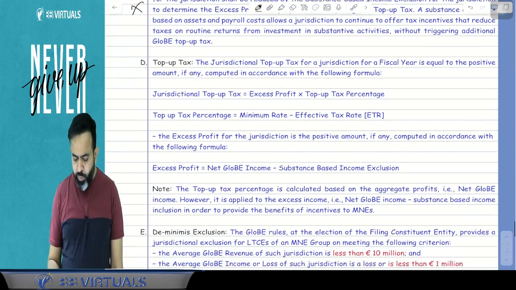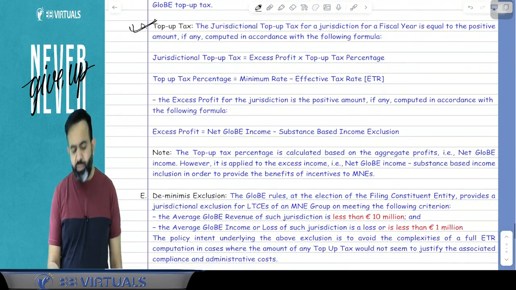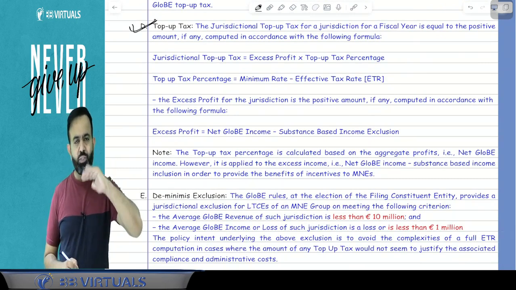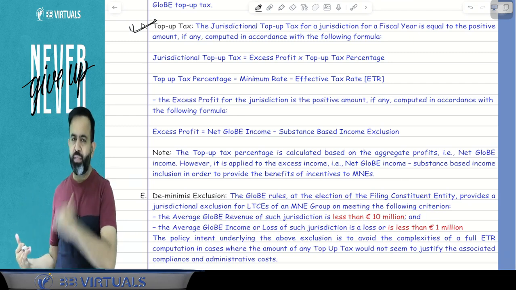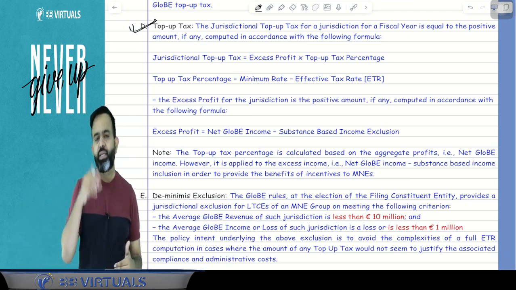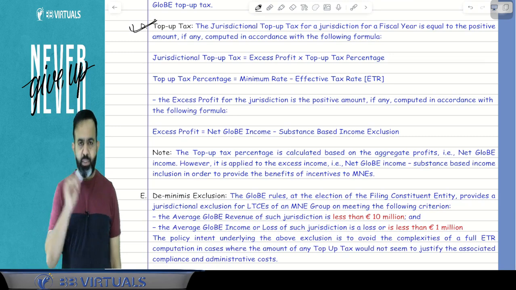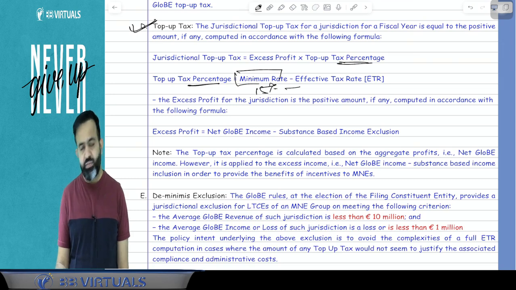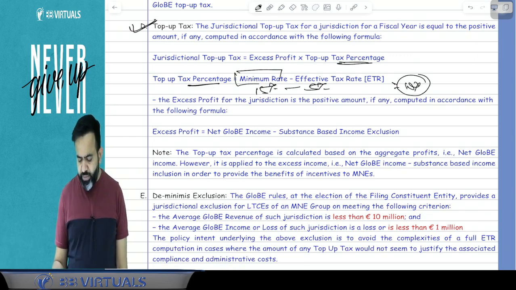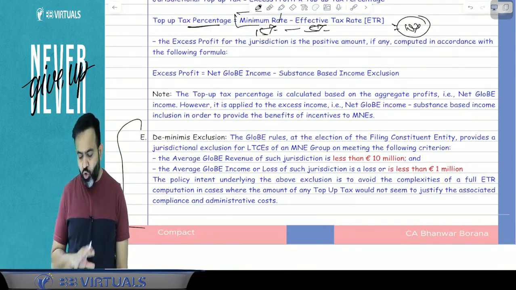Okay, now what is the top up tax? Top up tax is basically, in simple words, your minimum tax should be 15%. Suppose for an example your tax rate is below 15%, then obviously that remaining is your top up tax. So on excess profit you have to apply the top up tax percentage. Top up tax percentage means minimum rate of 15% minus effective tax rate, suppose 5%, so 10% is your top up tax.